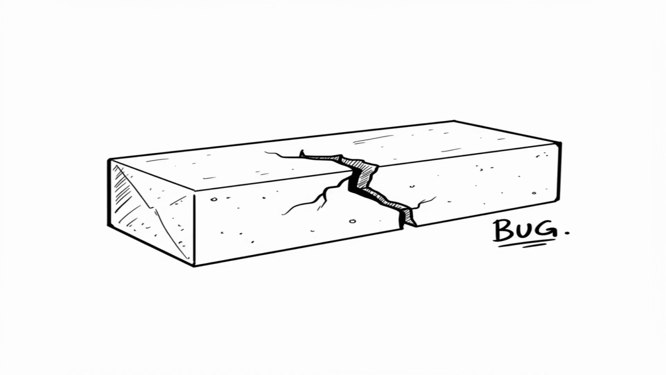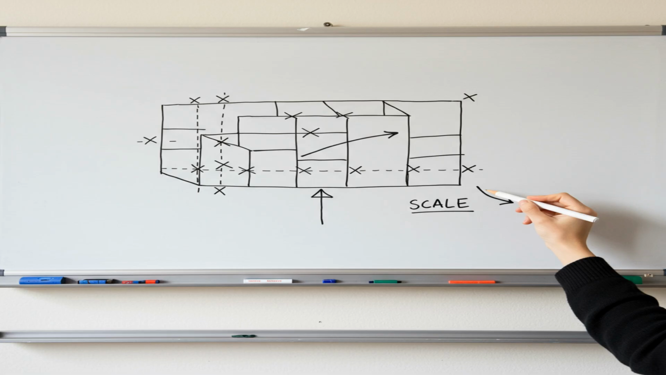However, monoliths come with challenges. A single bug or error in one component can potentially bring down the entire application. Scaling is all or nothing. If one part of your app needs more resources, you have to scale the entire application, which can be inefficient.